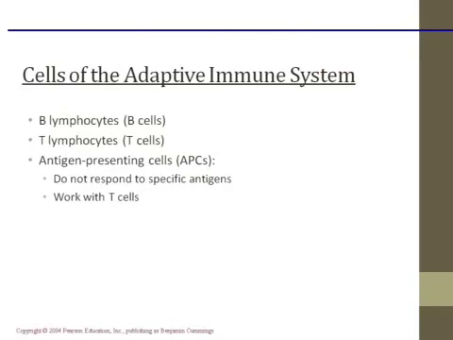Okay, so cells of the adaptive immune system, we know we have B, we have T, and now the APCs, which by themselves used to be part of the second line, right?